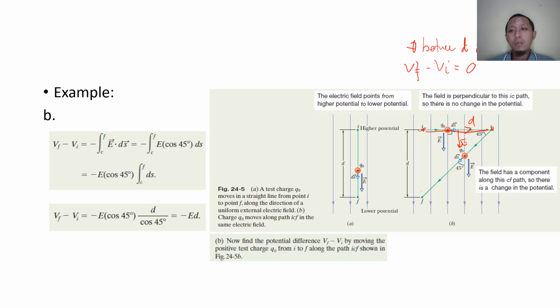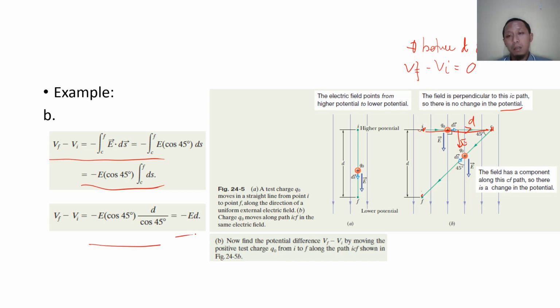So we only have to calculate from C to F. We can use these equations. The field is perpendicular to the IC path, so there is no change in the potential. Vf equals Vi minus the integral from C to F of E ds, or minus the integral from C to F of E cosine 45 degrees ds, because the angle between ds and E is 45 degrees. So we get minus E cosine 45 degrees times the integral from C to F of ds, which is d over cosine 45 degrees. So we get minus Ed.